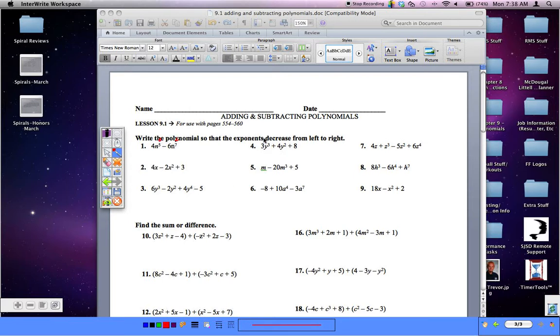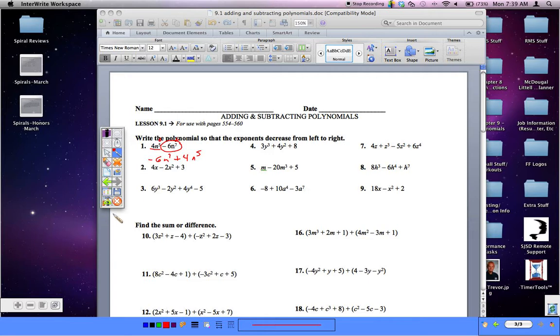We're going to write them so the exponents decrease from left to right. That means the biggest exponent has to be at the far left, and then they're going to get smaller. So this whole term, because it has a higher exponent, must be written first. Negative 6n to the power of 7. And then the next term would be 4n to the power of 5. Since we don't see the sign in front, it means it's a positive. And there's your first answer.